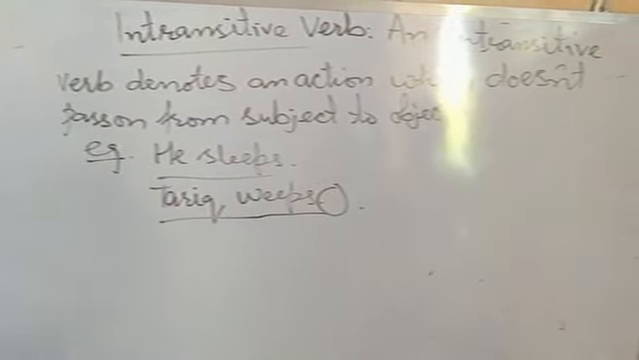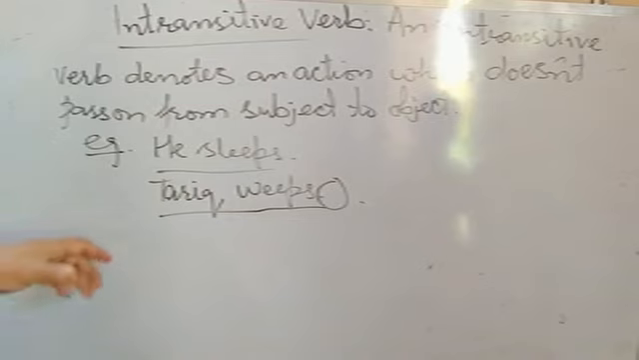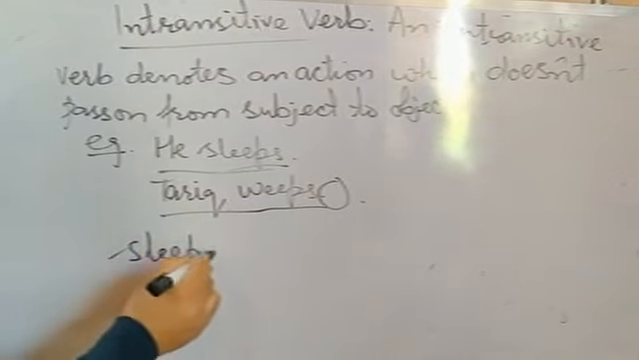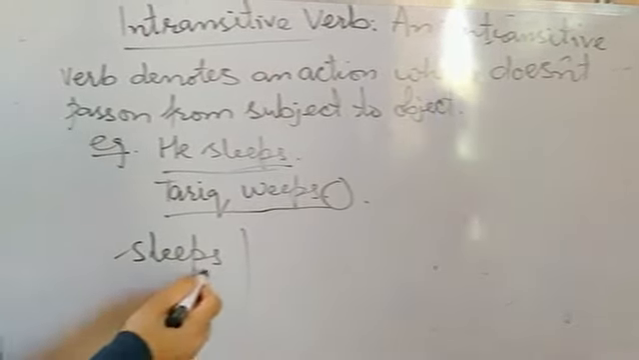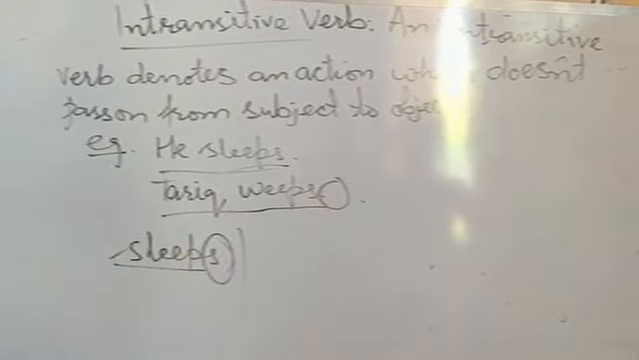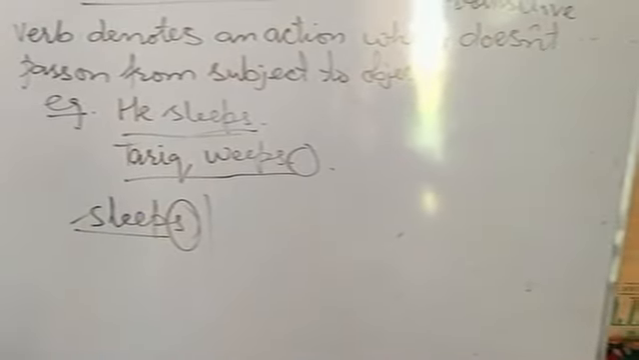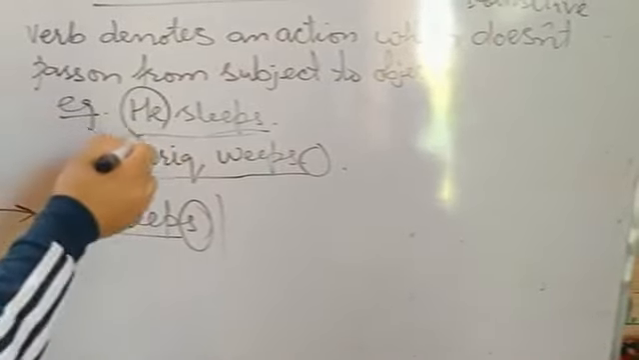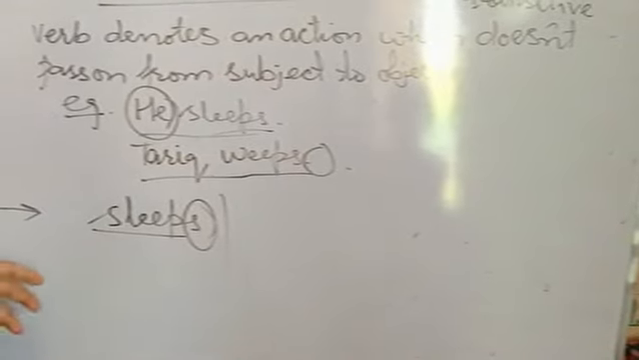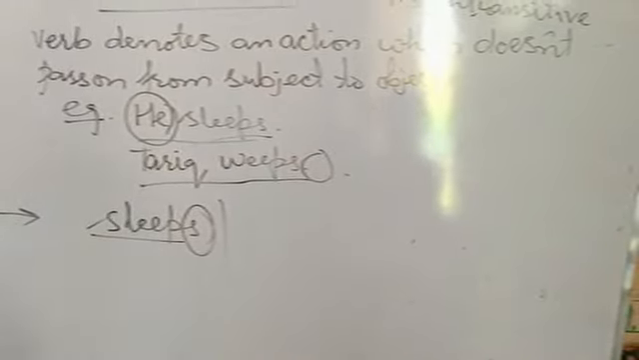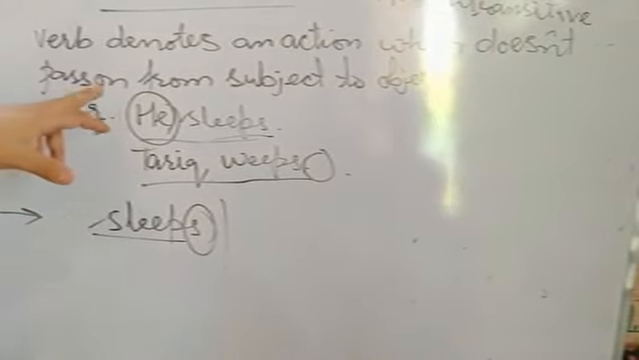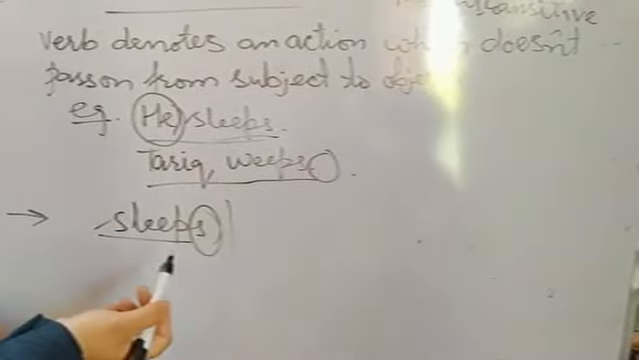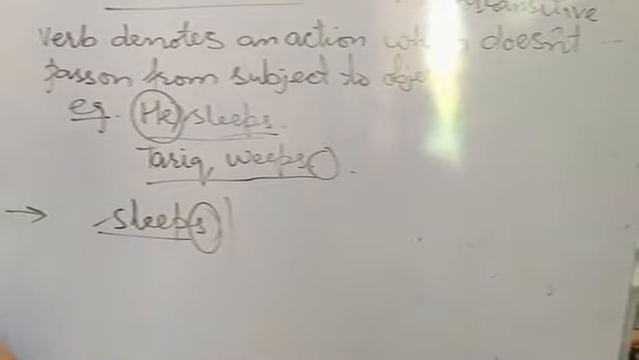Let me tell you one thing. We did conjugation before this. Here I have used the word sleeps. Sleep is the first form of verb. I have added s here. Why has s been added here? As I told you in my previous lecture, we have three persons, first person, second person and third person, both singular and plural. Here he is third person singular. In case of third person singular, we use s or es or ies with the verb.